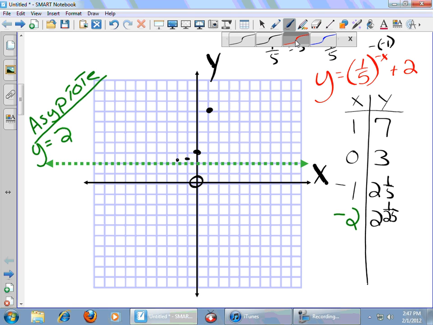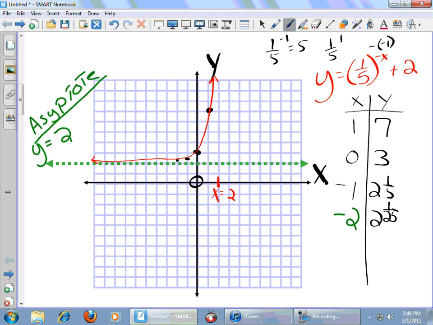All right. And so again, the graph will do something like this. It'll come on up. And notice I'm not going to cross the line where x equals 2. That would be this vertical line here, right? x equals 2 going up that way. Because when x is 2, I'm going to get 1/5 to the negative second. 1/5 to the negative second would be 25.